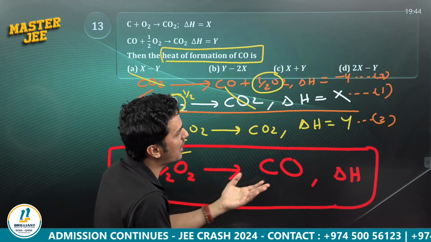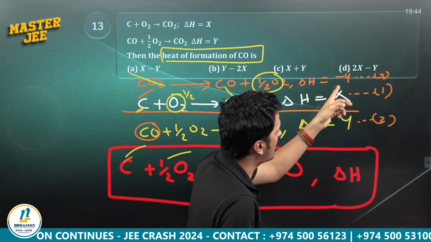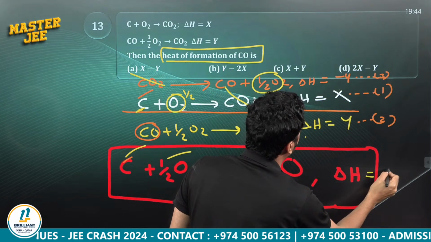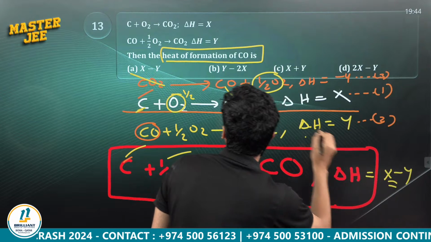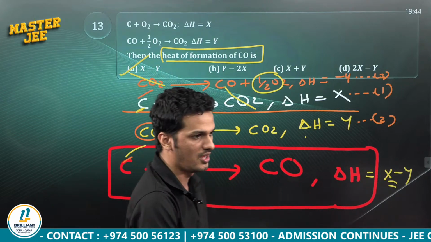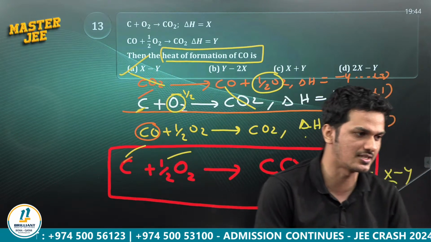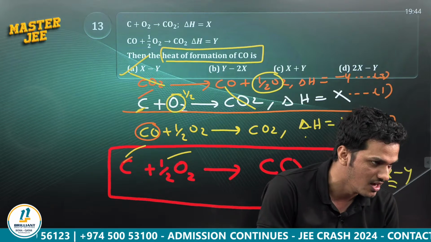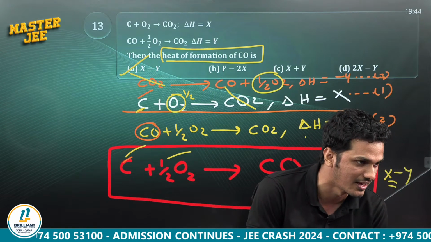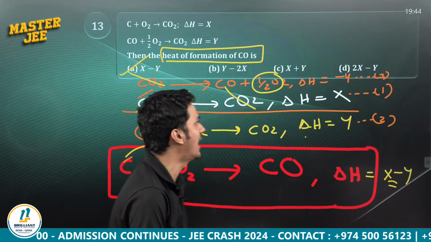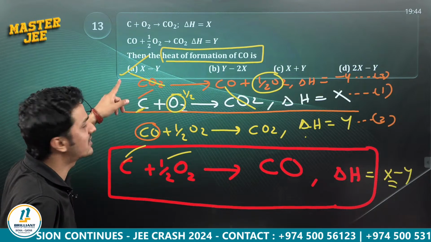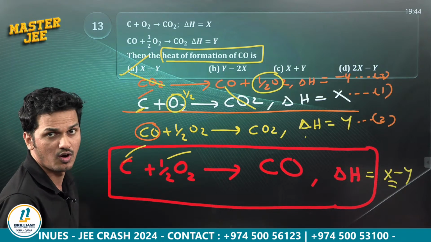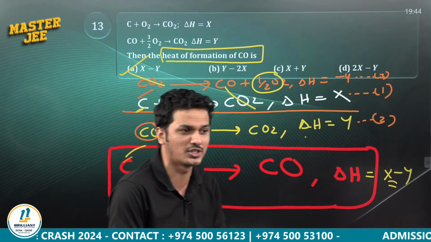So what we are doing? We are simply adding minus Y plus X. So the enthalpy is X minus Y. Option A is the correct one. Hope you got it. Yes, Ashmita, that's it. Farhana, yes, clear. Great to see that. So the answer is A. Hope the idea is clear. If so, then we can move to the next question.